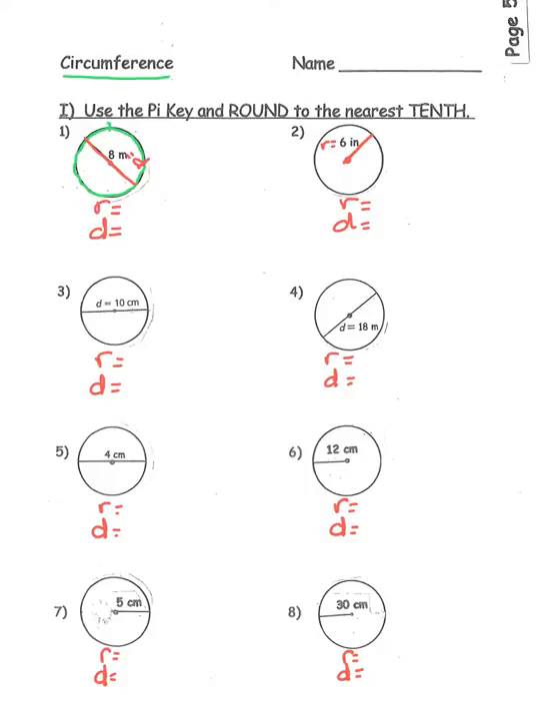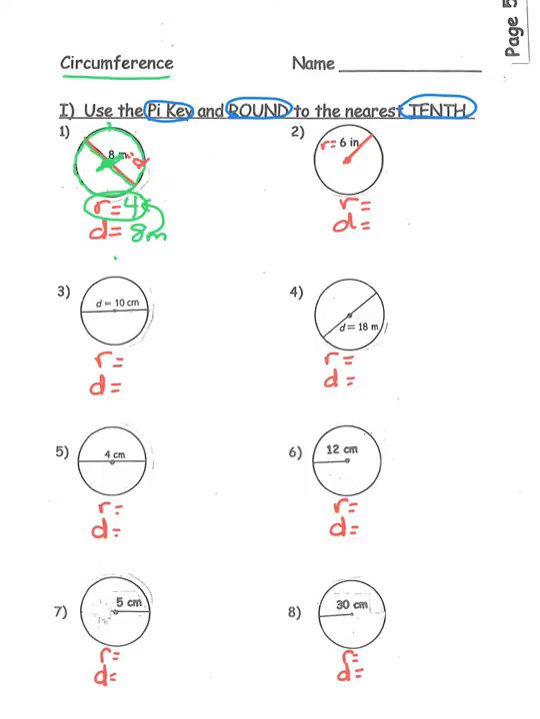Now let's take a look at problem number 1. We have a given length of 8 meters for our diameter. That is our little d. In order to find the radius length, we're going to have to cut it in half and divide by 2. As we chop 8 in half, we get 4. Now, that's our radius length, and that's what we're going to use in the formula to find the circumference. According to the directions, we're going to use the pi key and round to the nearest tenth.